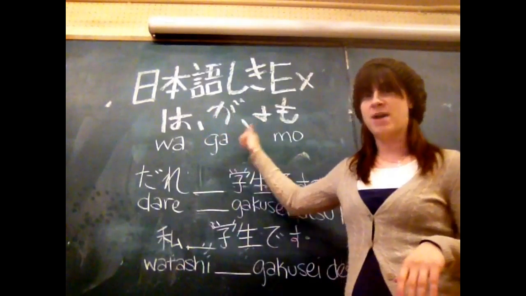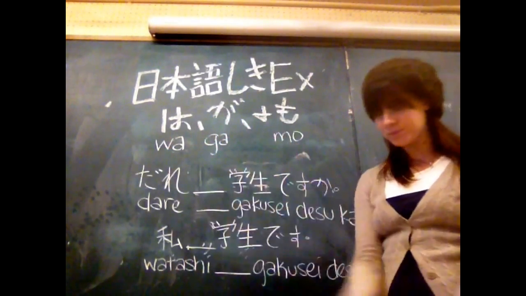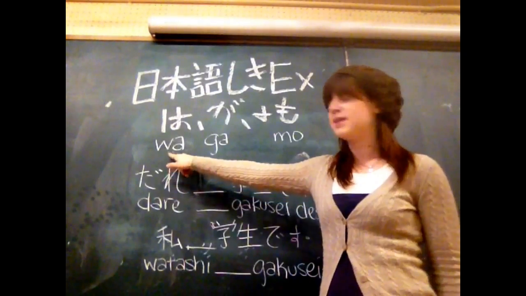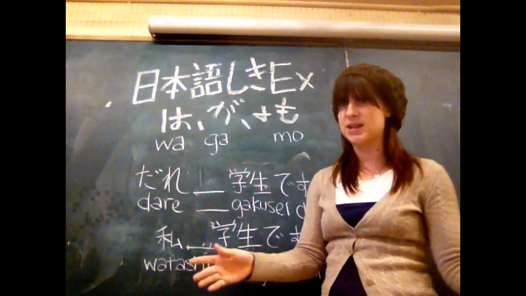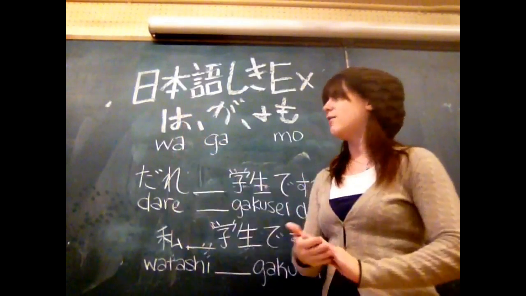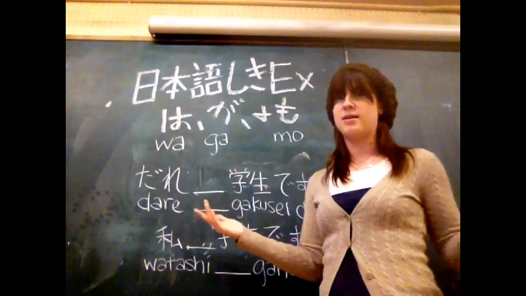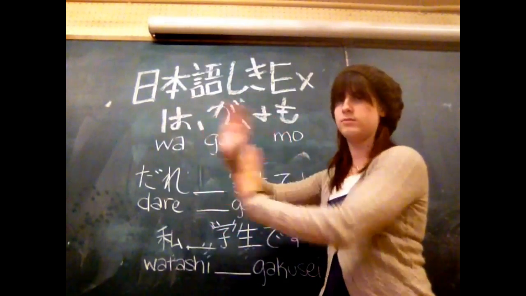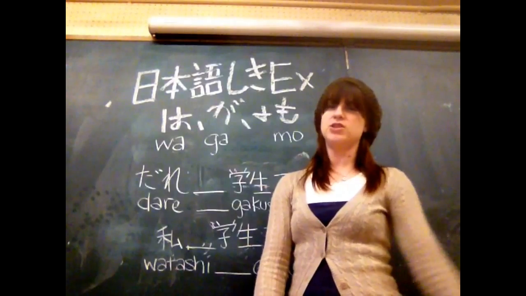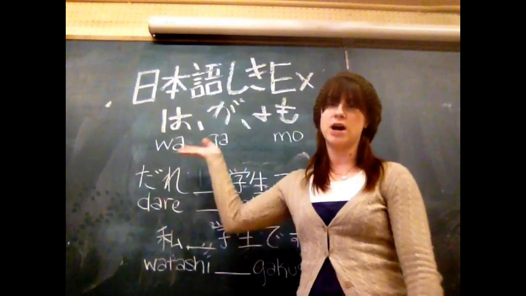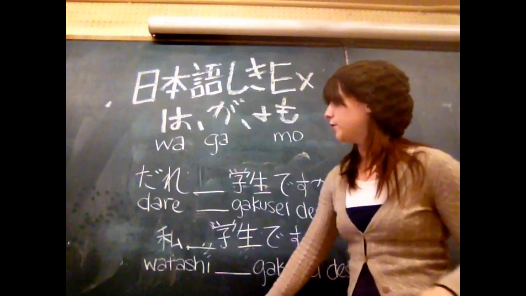We've got three basic particles to do this with. We've got wa, ga, and mo. First off, yes, I'm aware that this is the hiragana for ha. Under most circumstances, you would read this as ha. However, when it is acting as the topic particle, you read it as wa. It's an old, antiquated Japanese thing that still hangs around. Just bear with it. Just go with it. It's wa. Just accept it. Okay, so let's talk about that one first.